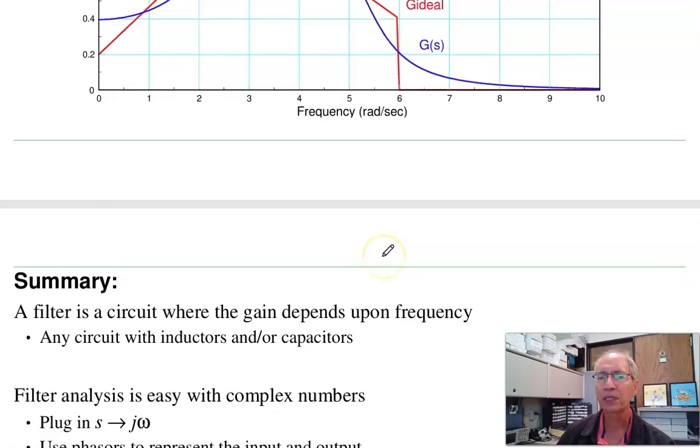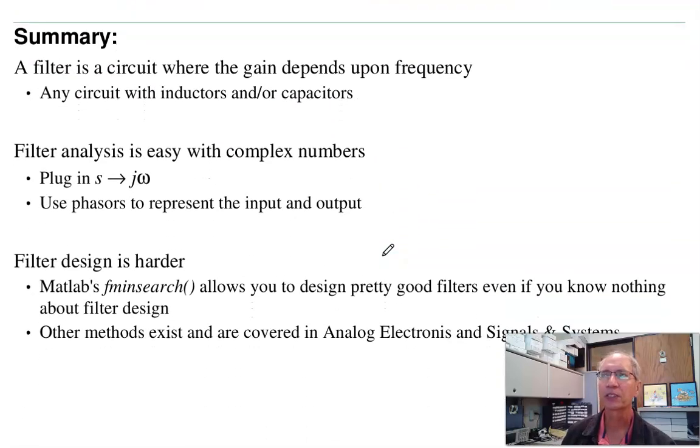So filters are something that you cover when you get to electronics, signals and systems, circuits 2. And with filters, you have filter analysis and filter design. A filter is pretty much any circuit where the gain depends upon frequency, which is any circuit with inductors and or capacitors, or anything that's described by a differential equation, which gives you a transfer function. Filter analysis is actually pretty easy with complex numbers. I just take the transfer function, plug in S equals j omega, and then use phasors to represent the input and output and calculate. Output is gain times input.